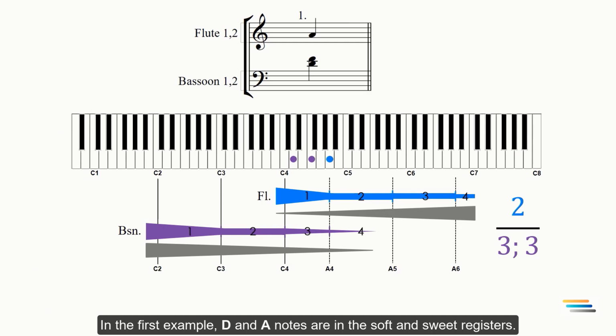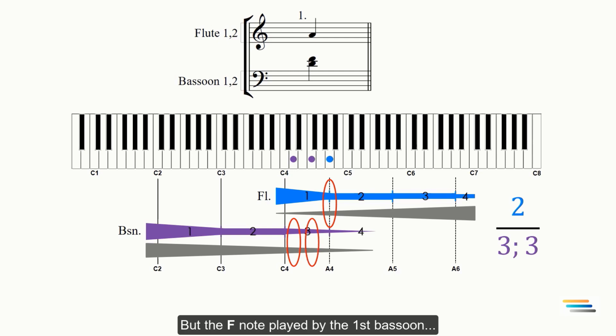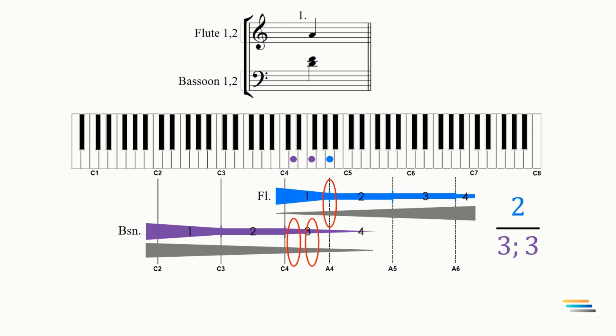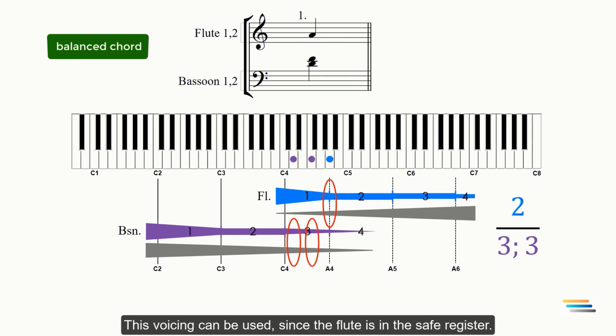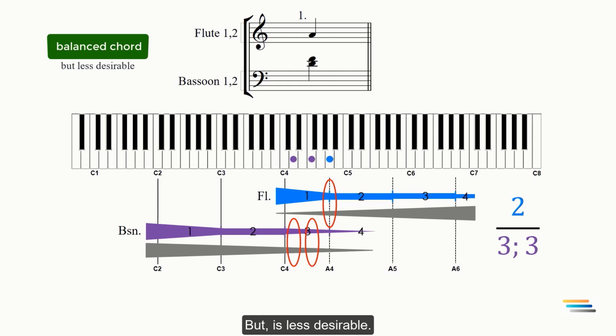In the first example, D and A notes are in the soft and sweet registers. But the F note played by the first bassoon is quite piercing against the soft registers. This voicing can be used since the flute is in the safe register, but is less desirable.